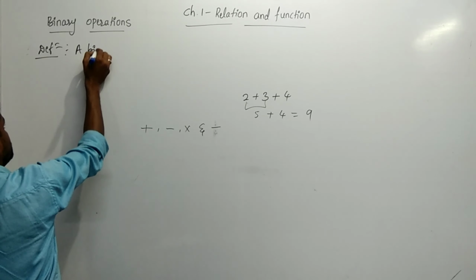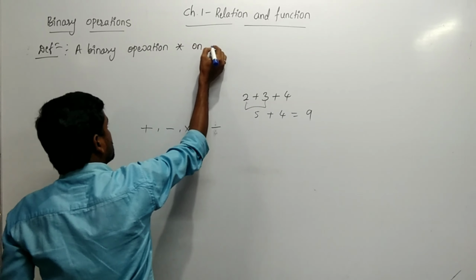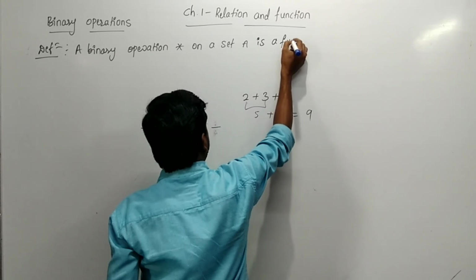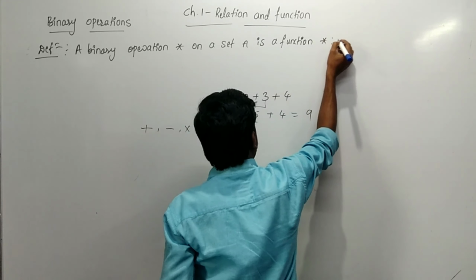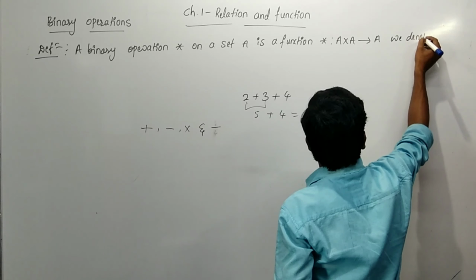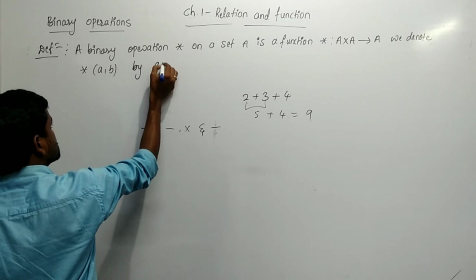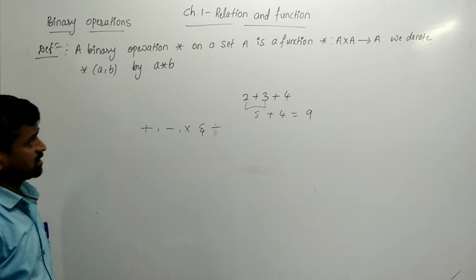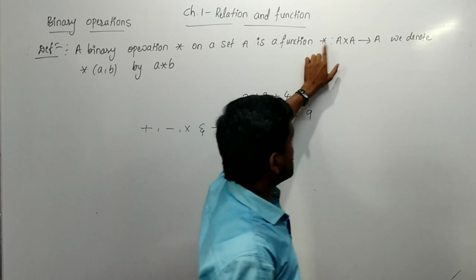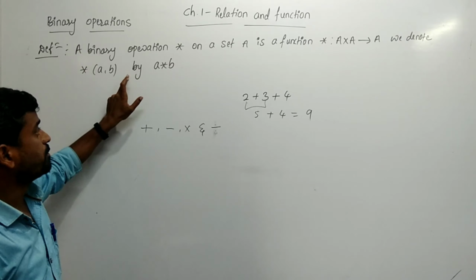Definition: a binary operation star on a set A is a function star such that A cross A to A. We denote star of A comma B by A star B. The definition of binary operation: a binary operation star on a set A is a function star from the Cartesian product A cross A to A, and we denote star of A comma B by A star B.